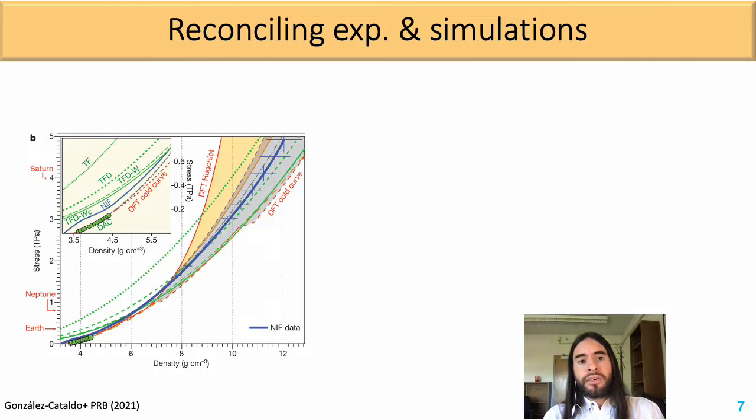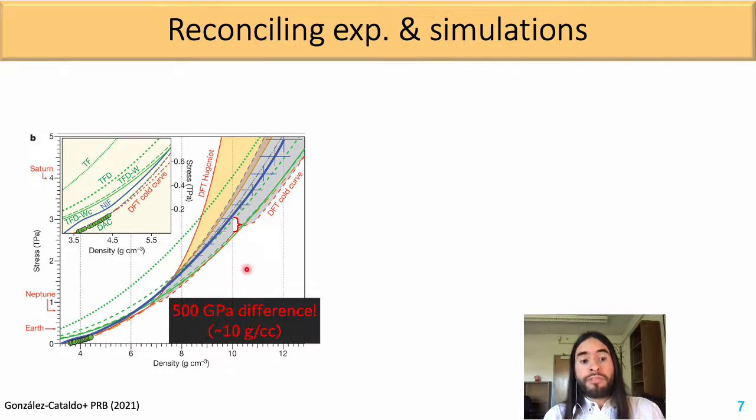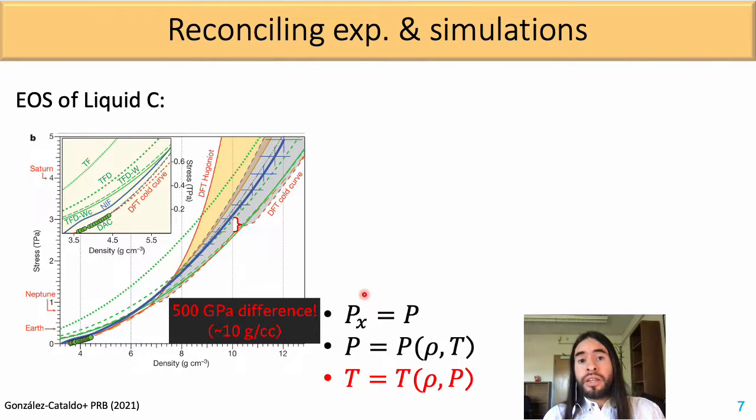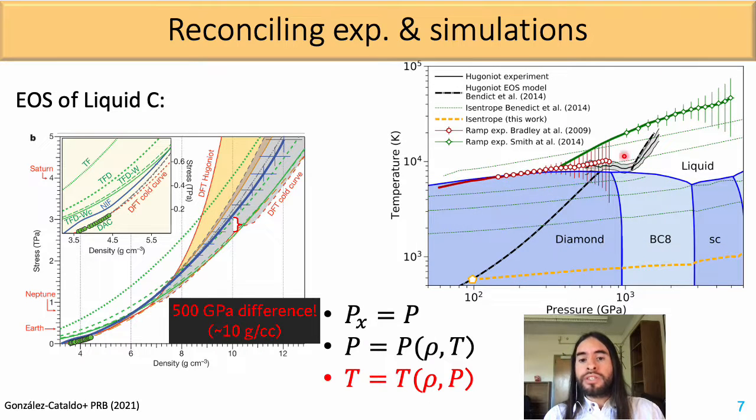Now, if we look at this data, we can observe that there's an offset of more than 500 GPa between the cold curve of diamond and the measured stresses, so there must be a temperature difference between these two states. And one explanation could be that the sample actually melted. But the problem is that if you take the equation of state of liquid carbon and you assume that the reported stresses are the hydrostatic pressure of the liquid, then the temperatures that you inferred for every density and pressure are actually higher than 20,000 Kelvin, which is the line that we report here.